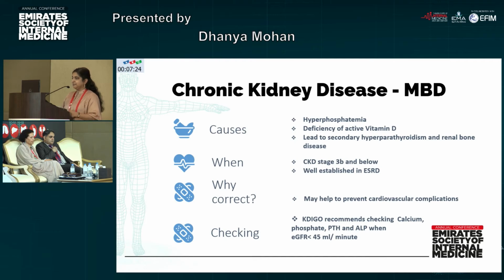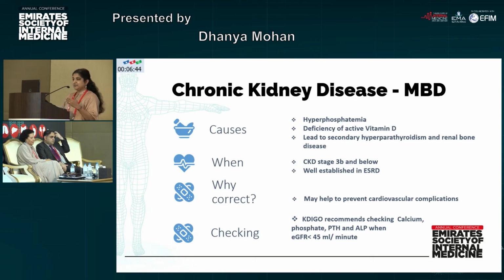Now, coming to mineral bone disease, the causes of mineral bone disease in a patient with CKD stage 3 and below are hyperphosphatemia and a deficiency of active vitamin D, because 1-alpha hydroxylase, which produces active vitamin D, is synthesized in the kidneys. These changes lead to secondary hyperparathyroidism, which leads to bone erosion and causes renal bone disease. It is seen usually in CKD stage 3B and below and becomes well established in CKD stage 5. It's important to correct, not only to treat the bone disease and prevent it, but also because it has been associated with cardiovascular complications, so it's necessary to treat.